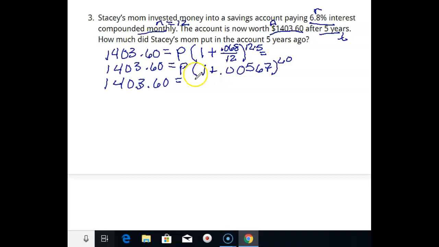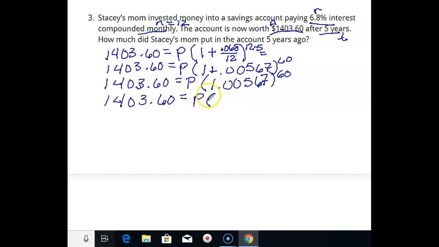Because I have to now follow SADMEP, or the undo order of operations, before I can proceed. This is not a root problem, it is an exponent problem first. So in order to simplify this, I have to raise 1.00567 to the 60th power. When I do that, I get a ridiculous decimal, so it's P times 1.40388. And again, I've rounded this.